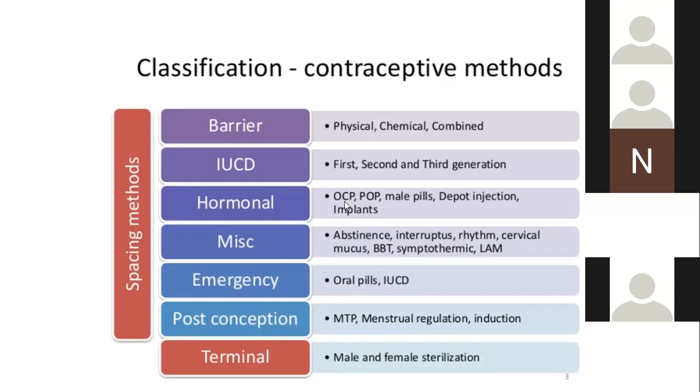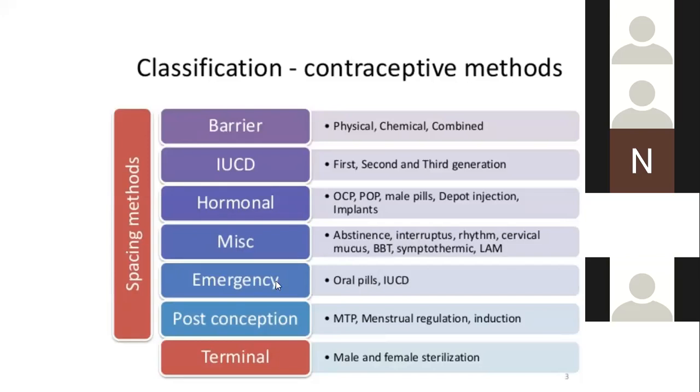So this is the natural family planning methods. They have a high failure rate, and here you basically advise a couple, teaching them in terms of what the fertile period is.